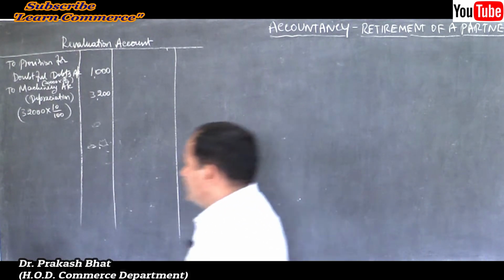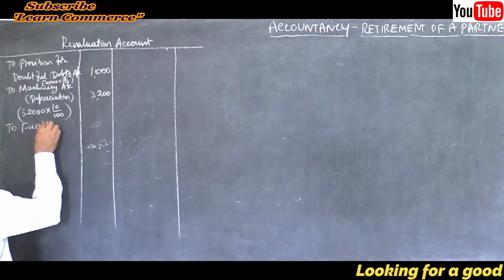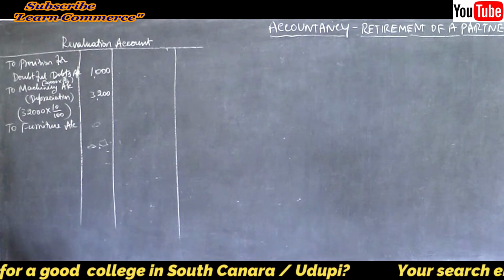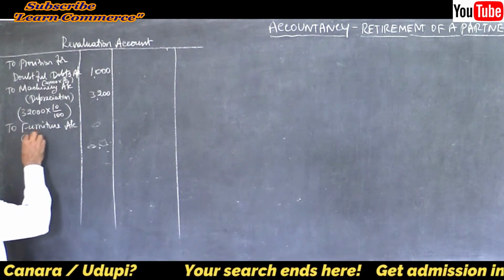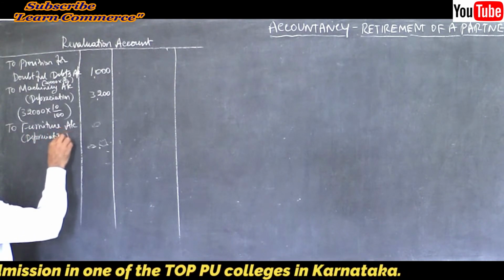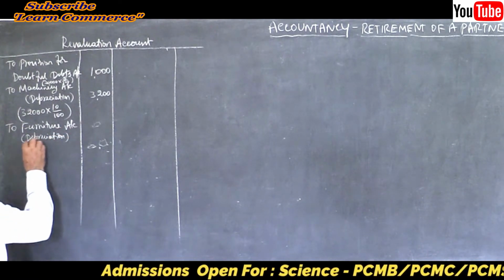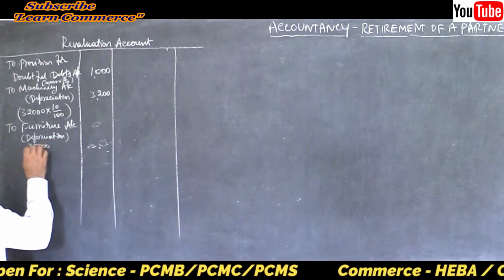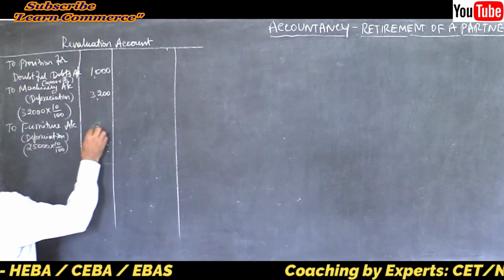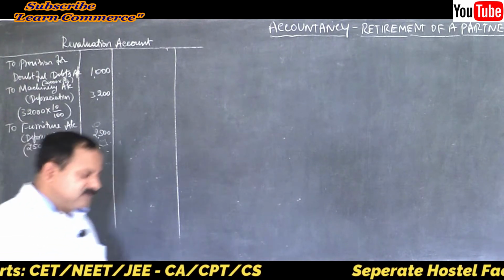Then to furniture account. What is that? There is again depreciation, right? Yes, depreciation. Show the calculations. How much is it? 25,000 into 10%, that is 2,500. That's all. No other entries on the debit side.